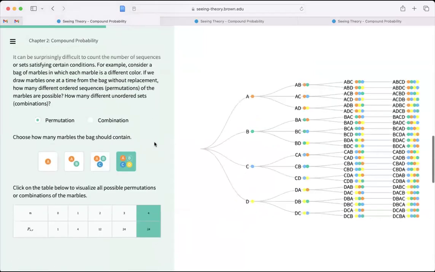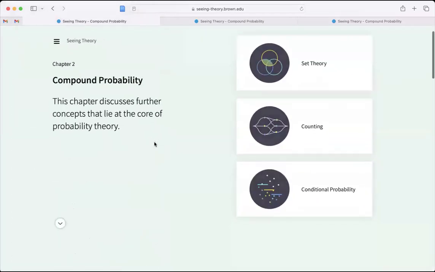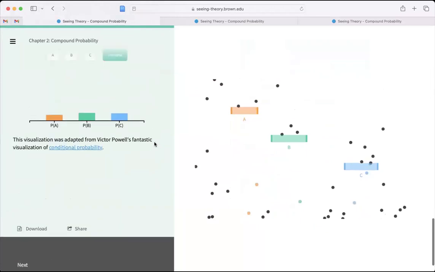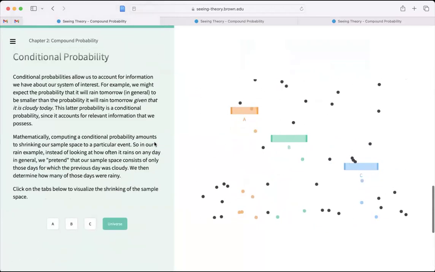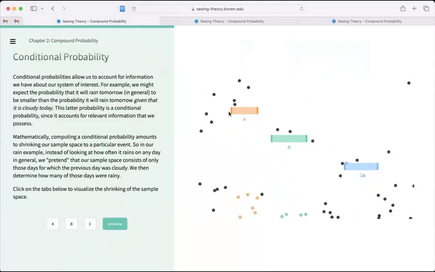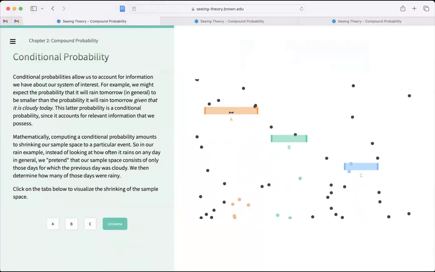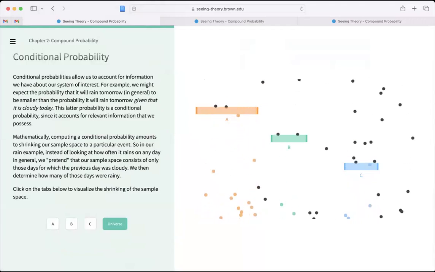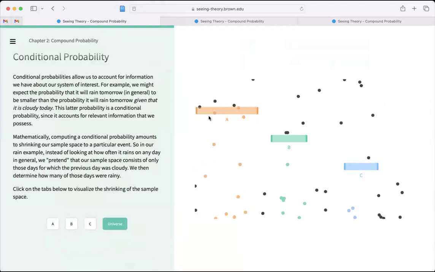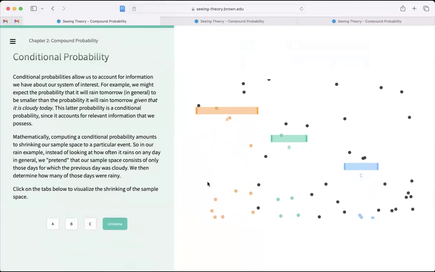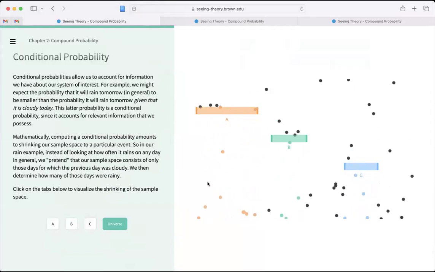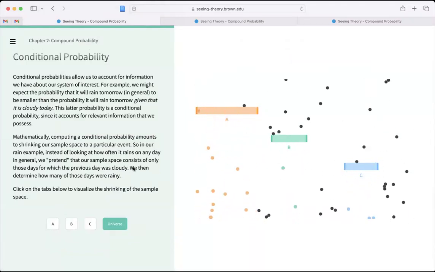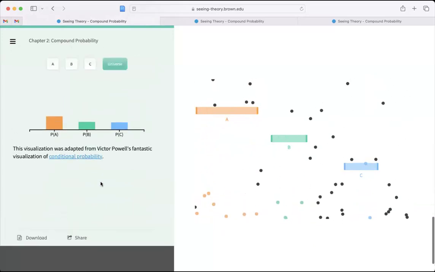This specific section that I'm looking at here is about compound probability, and specifically conditional probability. You can play with these different events. A would be an event, and then you have all these balls that are falling uniformly in space. If a ball falls over A, then you have an outcome that's in event A. In this case, you can see the probability of each event.